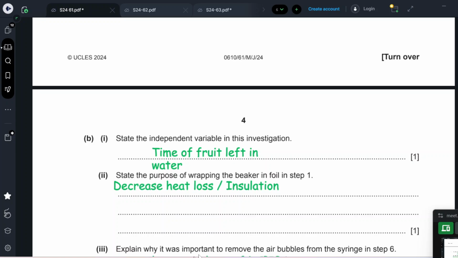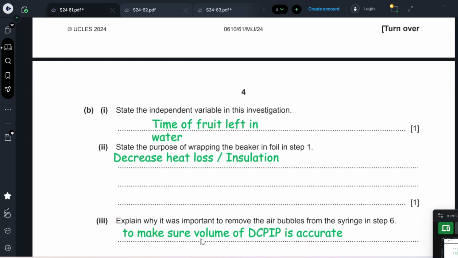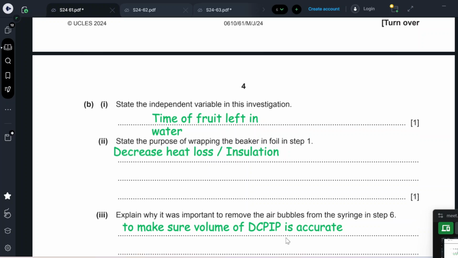Explain why it was important to remove the air bubbles. As I told you, you have to shake the syringe so that the air bubbles go out, because this air will take volume inside the syringe. And I want to put in the syringe 5 cubic centimeter of DCPIP. So if there is air inside, it will take part of this volume. To make sure that the volume of DCPIP is accurate.